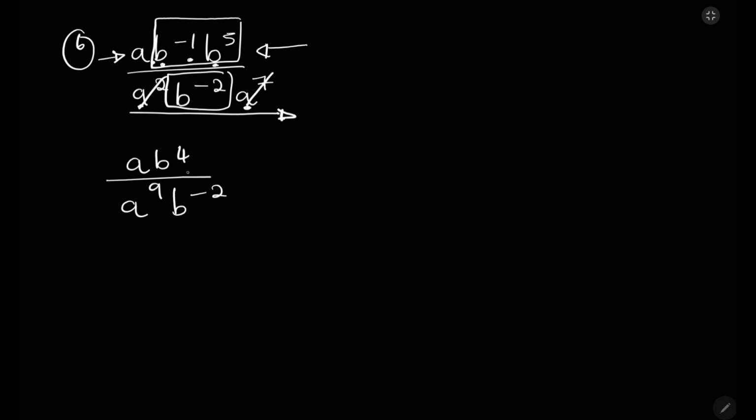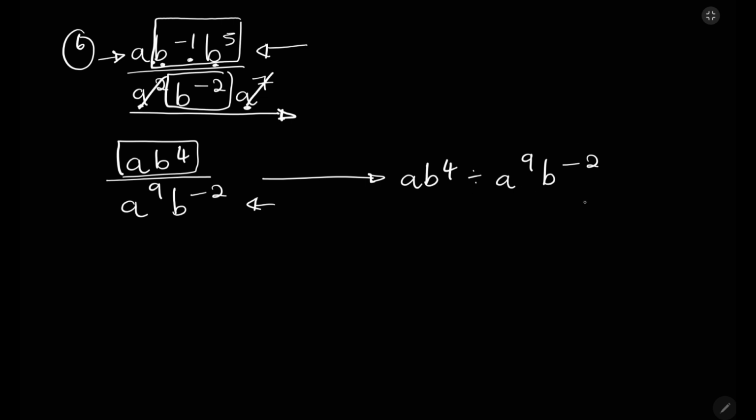Now let's try to solve this. This is a fraction, and I told you guys in the previous videos that you start with your numerator, ab to the power 4, divided by your denominator, which is a to the power 9, b to the power negative 2. You can just write this on the side or in your exam paper so that it's a bit familiar for you. We have ab to the power 4 divided by a to the power 9, b to the power negative 2. Do we have any common bases? You have a and a, which is basically a divided by a to the power 9.